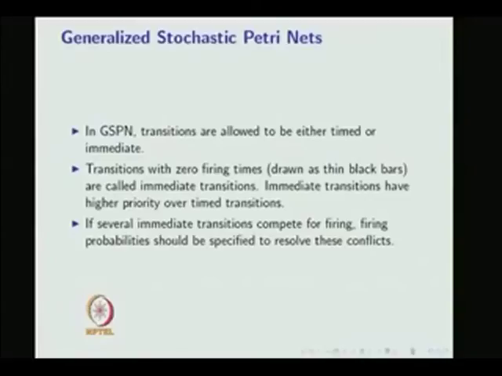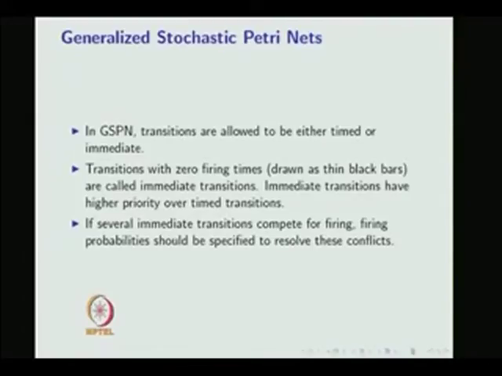Now we are moving into generalized stochastic Petri nets. In other words, it is called GSPN. In GSPN, transitions are allowed to be either timed or immediate.